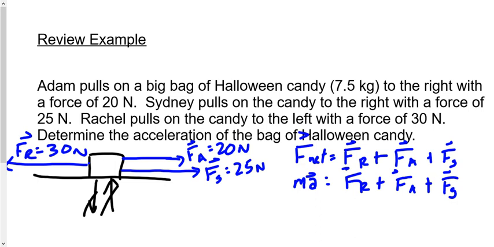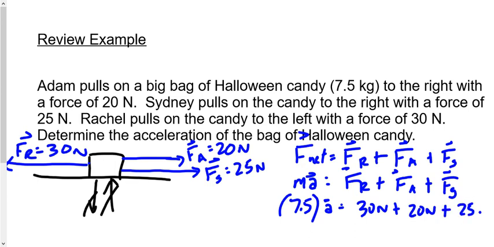M is 7.5 kilograms. A is what we're looking for. Fr is 30 newtons. Fa is 20 newtons. And Fs is 25 newtons. Is that right? Yeah, Jordan, what's wrong? Good. 30 needs a negative because it's going to the left. If we had had friction, then that friction would have needed a negative as well because it was also going to be to the left.